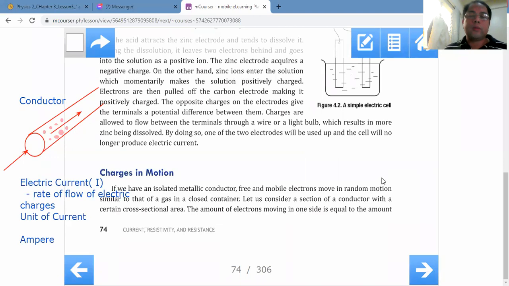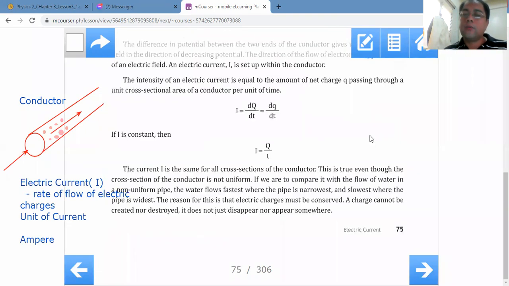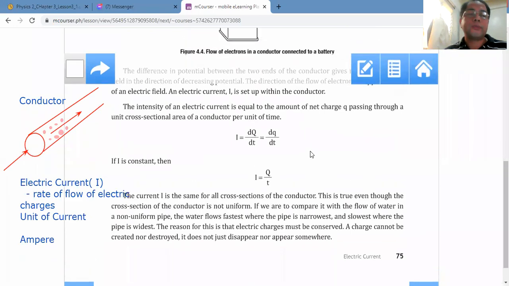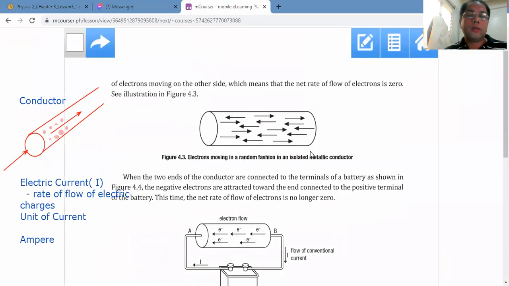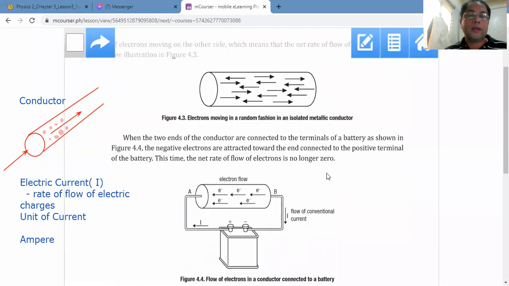So when charges eventually flow, we call that our electric current. Now what are the factors that affect how fast or how slow charge moves in our wiring? So what affects the flow of the charge? I think the one that affects the flow of the charge is the resistance in the wire.